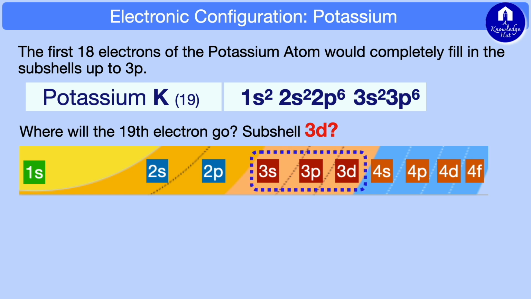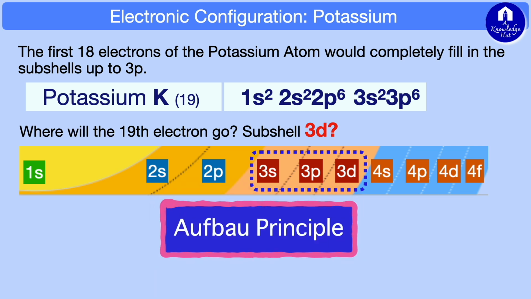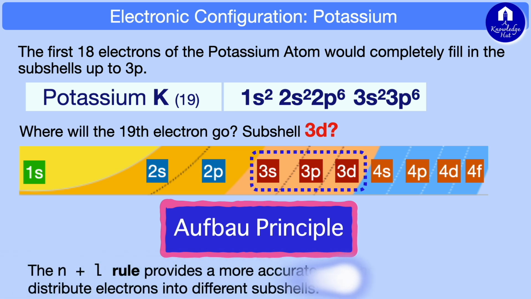Why? To answer this question, we need to take a closer look at the Aufbau principle and understand the n plus l rule built into it. The n plus l rule provides a more accurate guidance to correctly distribute electrons into different subshells. We have been unknowingly following this rule for the elements up to atomic number 18 when we filled in the electrons into subshells 1s, 2s, 2p, 3s and 3p. But now we really need to understand this rule correctly to populate subshells with electrons beyond element 18.